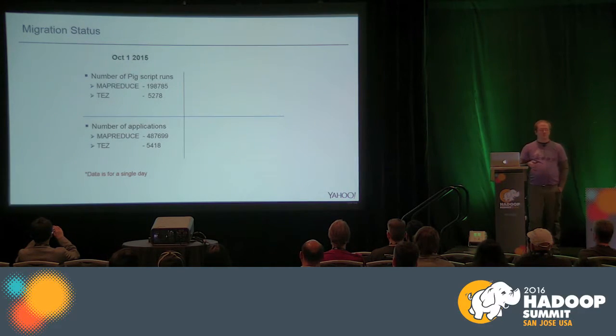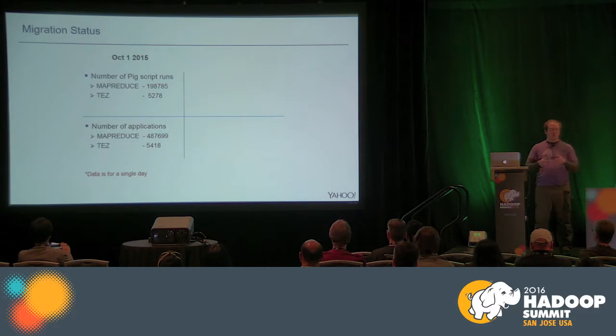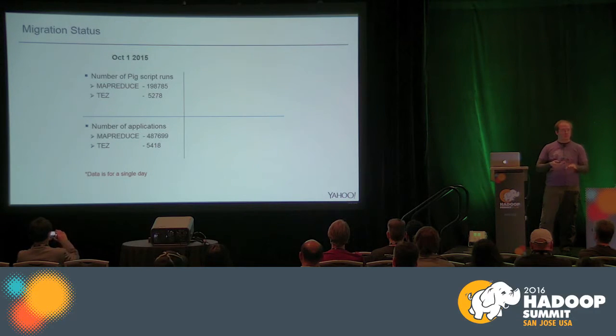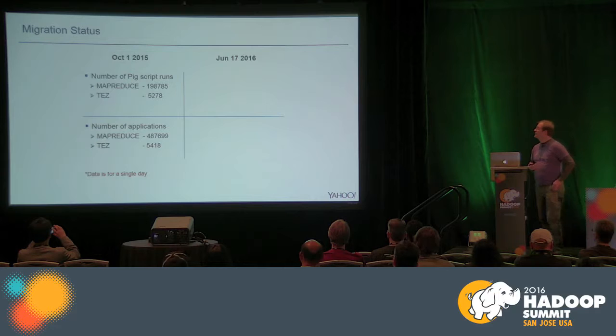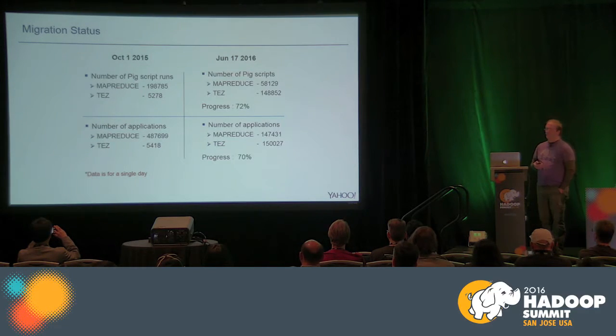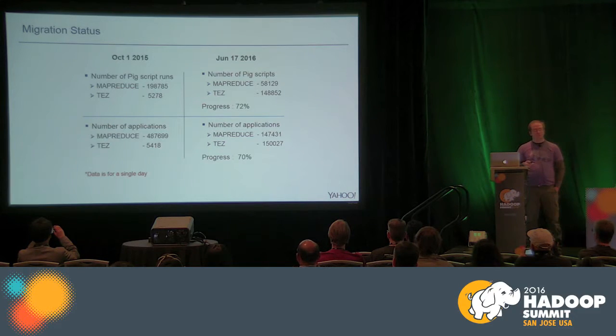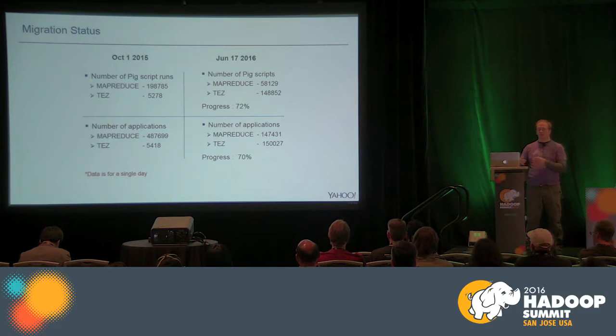So our story began roughly last year in October. At this time, we had rolled out about 1% of our applications onto Tez. Not very much, but it's a toe in the water. Today, you can see we're a bit further. We're 70% with our expected full migration of all our Pig on MapReduce jobs to Tez by July this year.